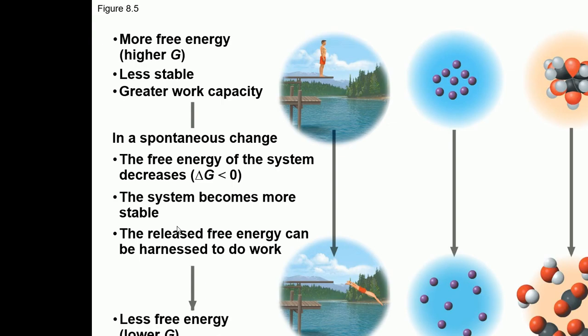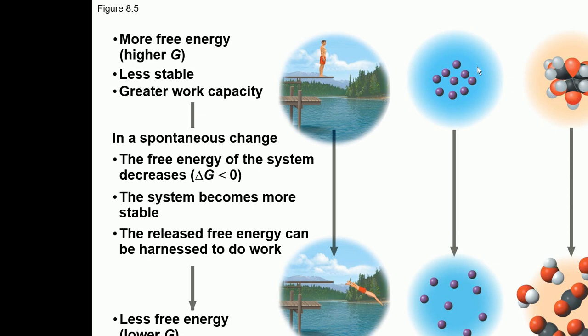Also, an important thing to know is that when a system has more free energy, it is less stable and it has greater work capacity. A person standing here has more potential energy, so more free energy, but is less stable and has a greater work capacity. When the person comes down, their free energy decreases, they become more stable, and now have less work capacity.